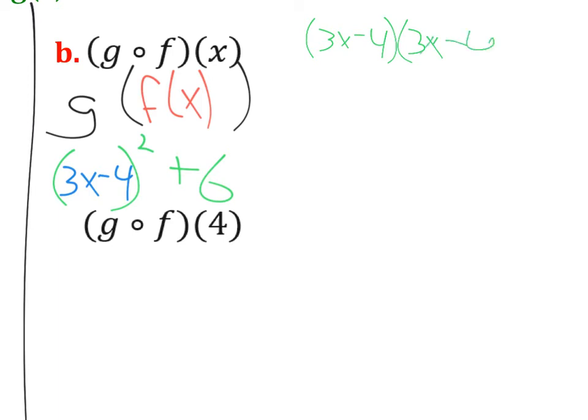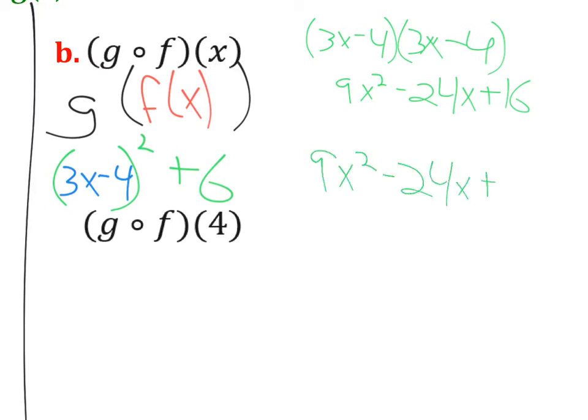That's a horrendous x. I'm sorry about that, folks. Which would be 9x squared, negative 12x minus 12x, that's negative 24x, plus 16 if I did that distribution. Then we have to add 6 at the end, so that would add to the 16 there, 22. So 9x squared minus 24x plus 22. That was disgusting.